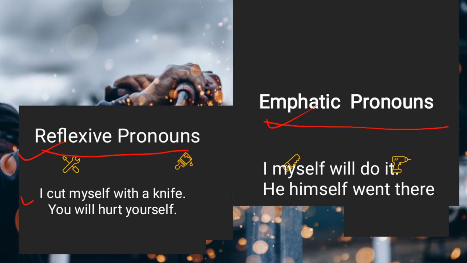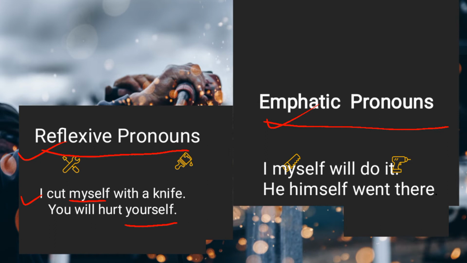I cut myself with a knife. You will hurt yourself. See students, the compound personal pronouns are called reflexive pronouns when the action done by the subject turns back upon the subject. That means, like these examples I have shared, I cut myself with a knife, you will hurt yourself. In these sentences, the pronouns myself and yourself are acting as the objects. They are acting as the objects to the verb and refer to the same person or thing as that indicated by the subject of the verb.